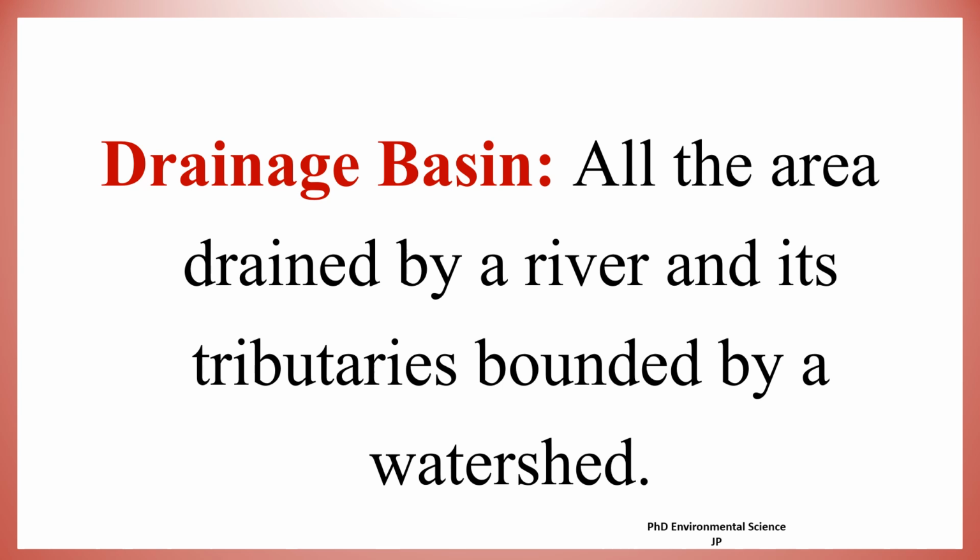A drainage basin is the entire area of land that is drained by a river and all its tributaries. It includes the land where all the water from rainfall, snowmelt, and other sources collects and flows into a single river or lake. The boundaries of the drainage basin are defined by the watershed.